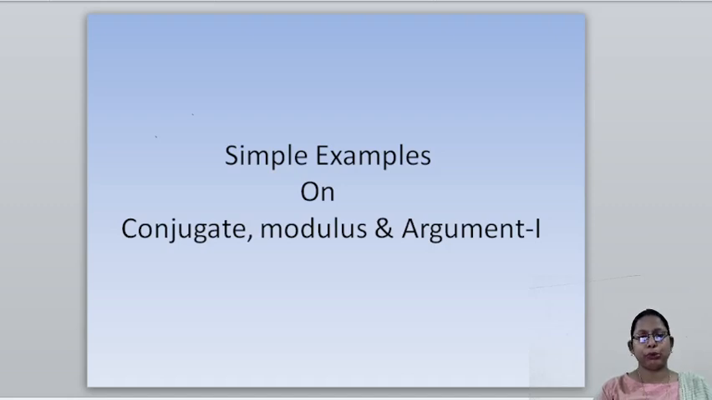In the next lecture, we are going to solve some more examples of conjugate, modulus and argument of a complex number.